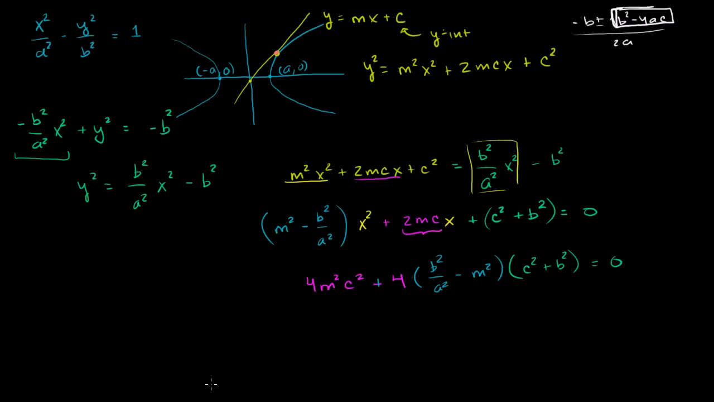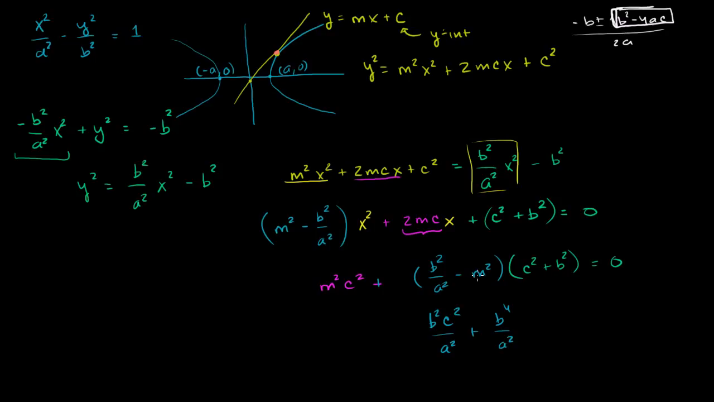So the first thing that we can do to simplify this is divide both sides of this equation by 4. And if we do that, this becomes a 1, and this becomes a 1. So that simplified our equation a good bit. And now let's multiply the second part right over here. So we have b squared over a squared times c squared. That is b squared c squared over a squared. And then b squared over a squared times b squared, so plus b to the 4th over a squared.